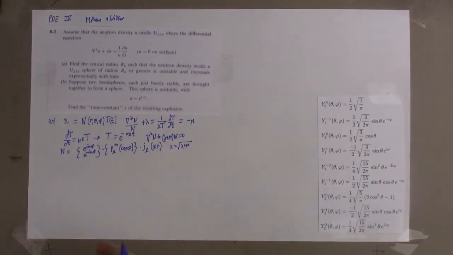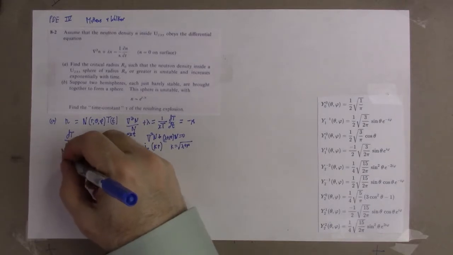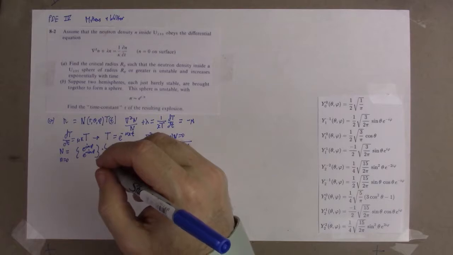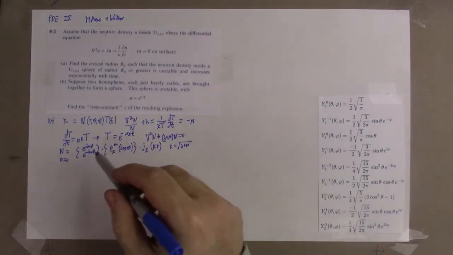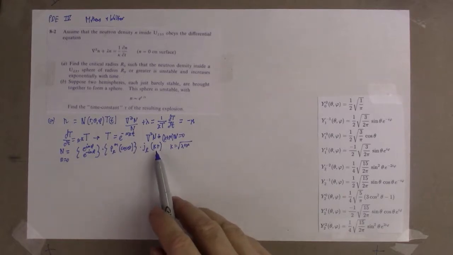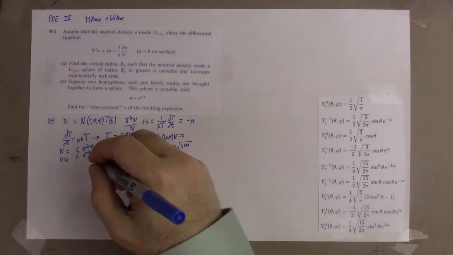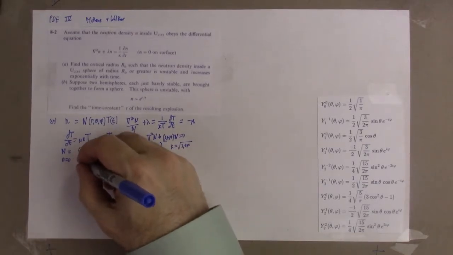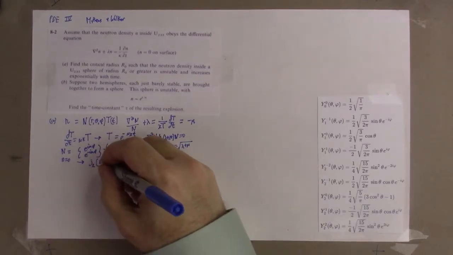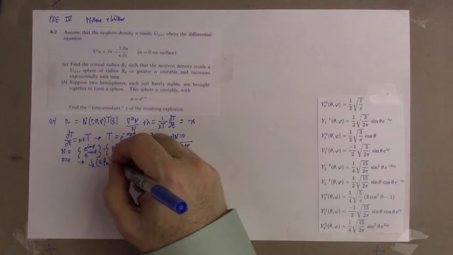Okay, so our boundary condition is that N equals 0 on the surface. So that implies that the only way all of these functions can be equal to 0, the only one that has the radial dependence is the spherical Bessel function. So that implies that j_l(k r0), r0 is the critical radius, is equal to 0.